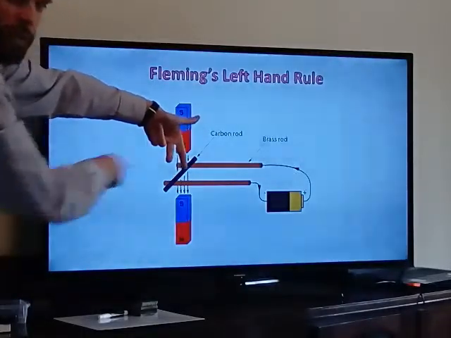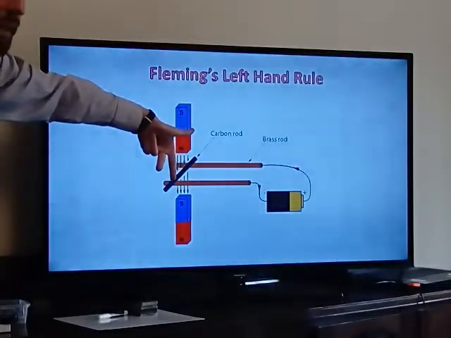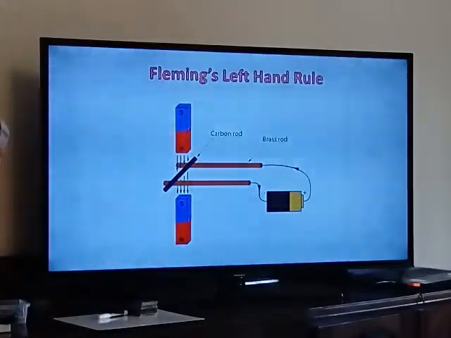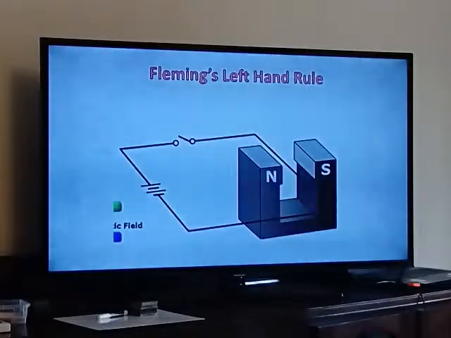So this second finger is pointing out of the page, and that is leaving my thumb absolutely pointing to the right. So well done those who corrected. It is right in this case. And we're going to do one more, just one more of these.